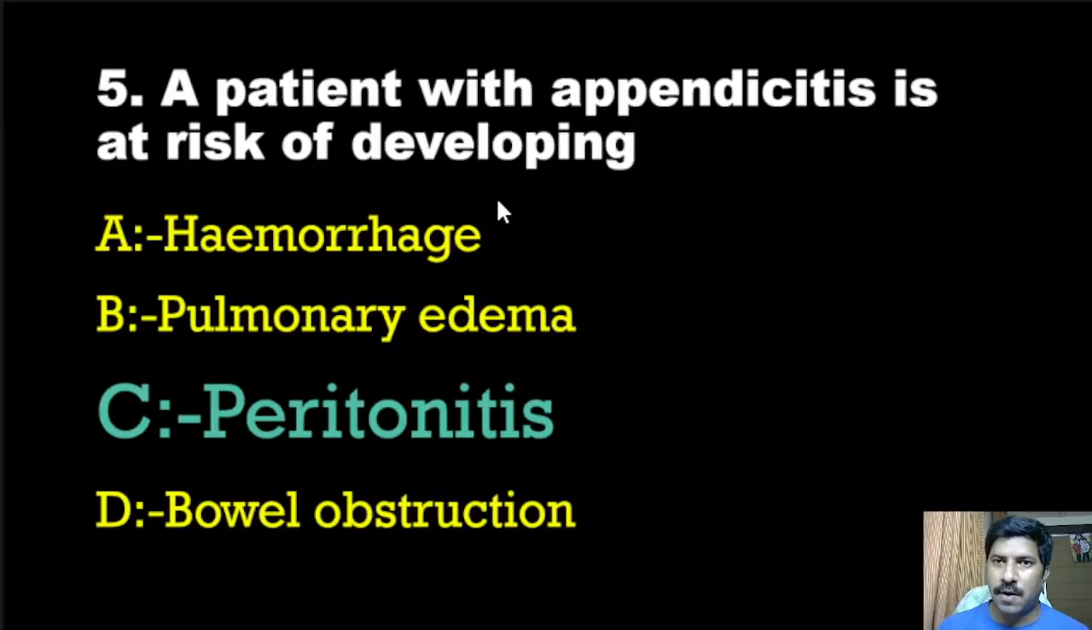So the major complication of appendicitis is peritonitis. Because of that only, in the case of appendicitis, we need to do the removal of the appendix, appendectomy, on an emergency basis. To prevent peritonitis, we will do appendectomy surgery on an emergency basis. Otherwise, it will cause peritonitis and this peritonitis will spread into the whole abdominal organs. Then finally, it will lead to sepsis.